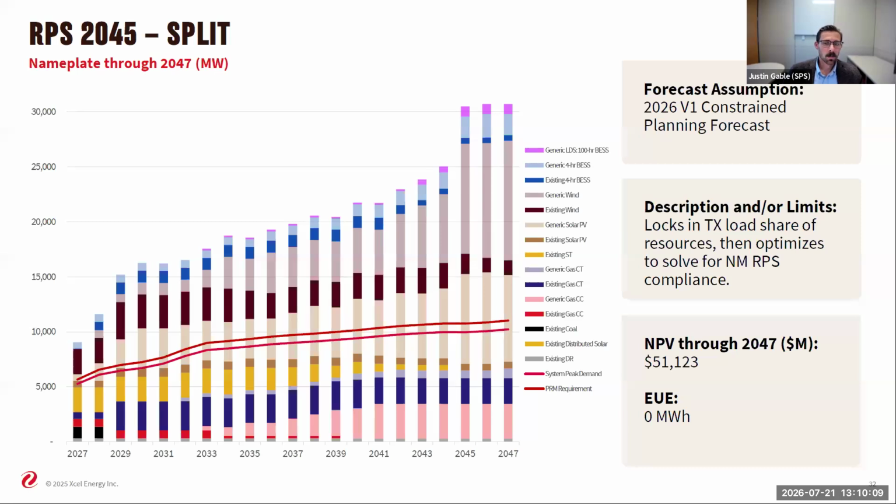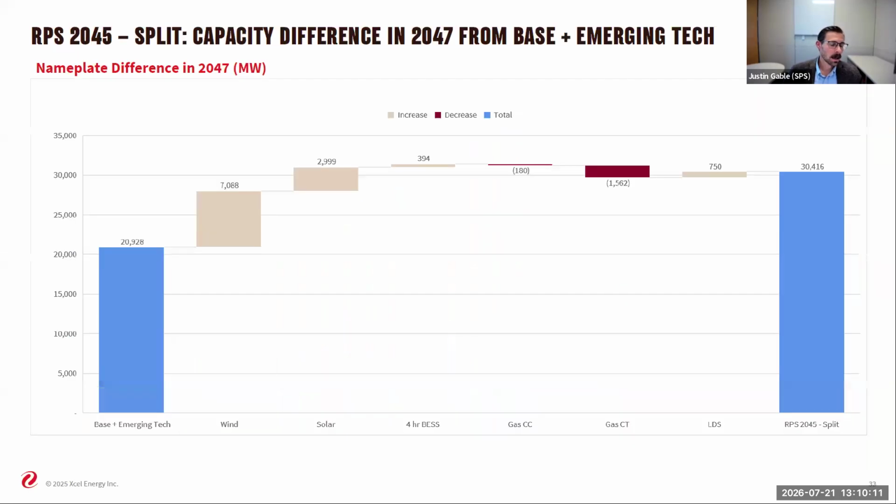Now, when we move on to the next slide, I feel like this is probably the most informative about what is actually the difference here. Base emerging tech, we start out here, we add a lot of wind, we add solar, very similar kind of build outs that we were talking about before, 4-hour batteries, long duration storage, and then the reductions of gas CCs and CTs for an incrementally larger build.